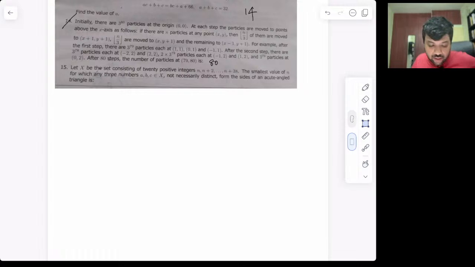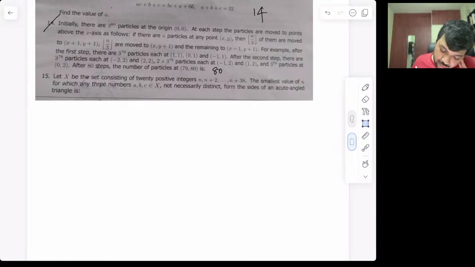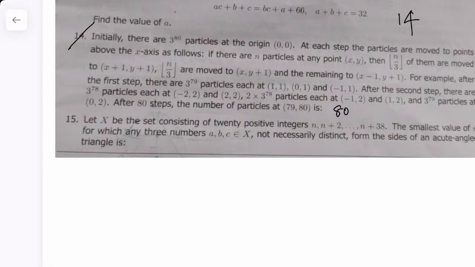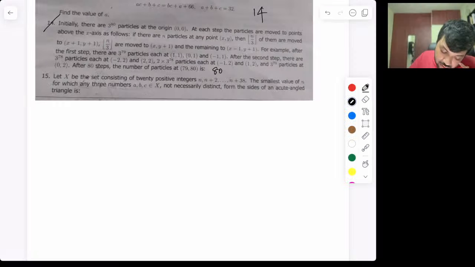Okay. So let X be the set consisting of 20 positive integers n, n plus 2, up to n plus 38. The smallest value of n for which any 3 numbers a, b, c, not necessarily distinct, form the sides of an acute angle triangle. So what is the acute angle triangle condition?